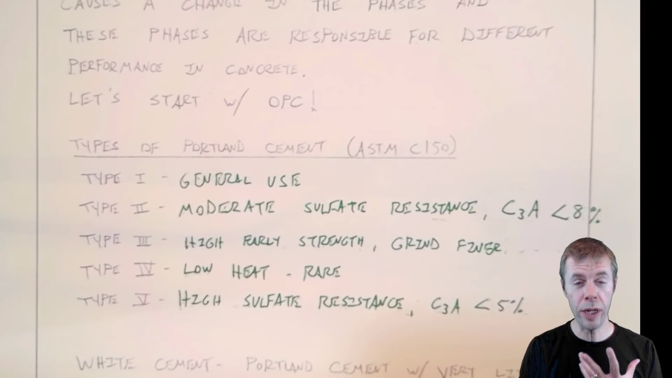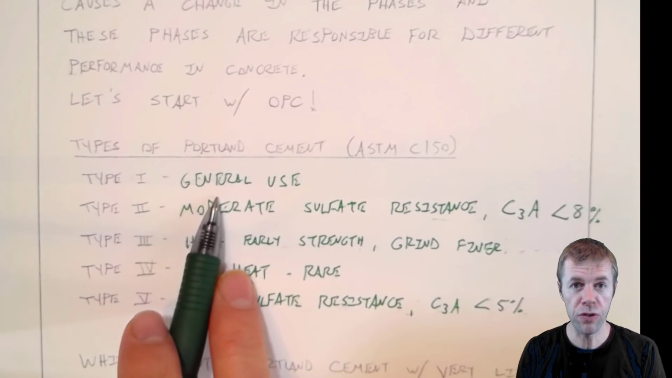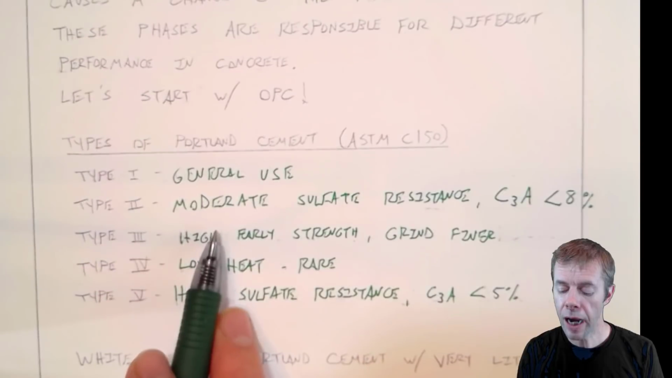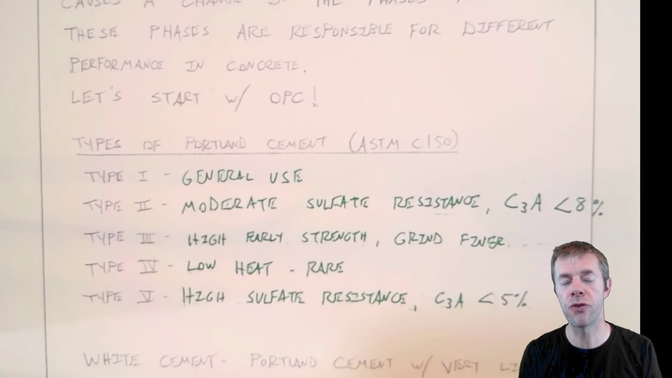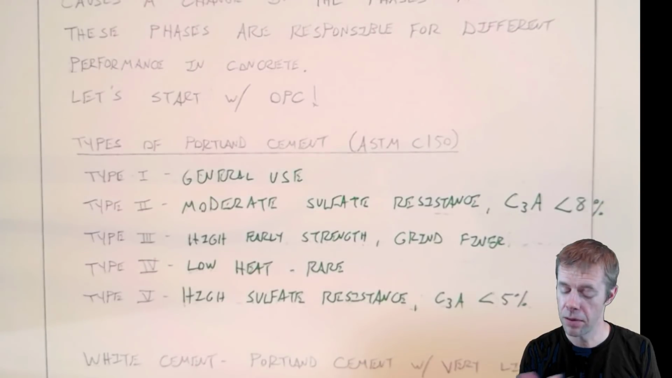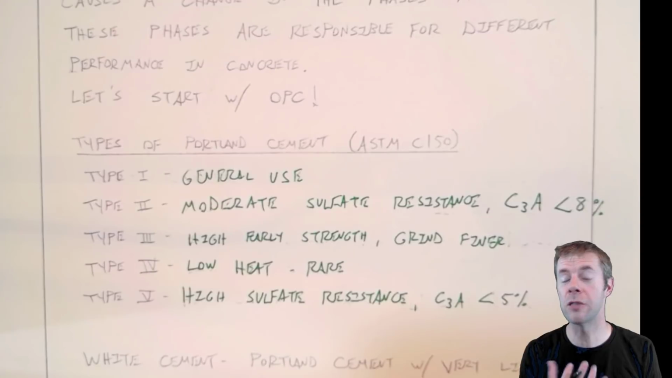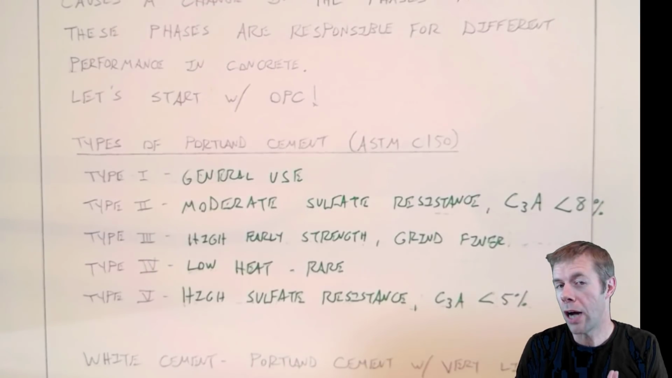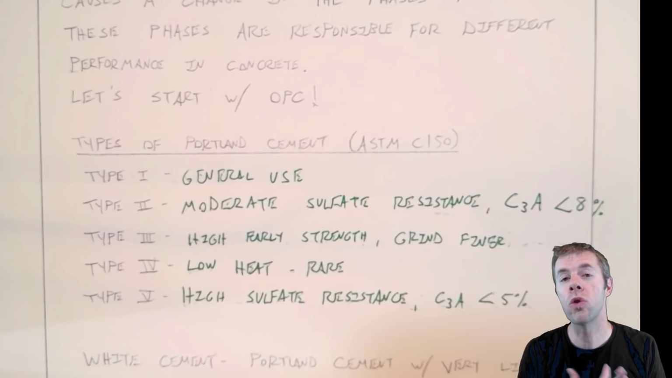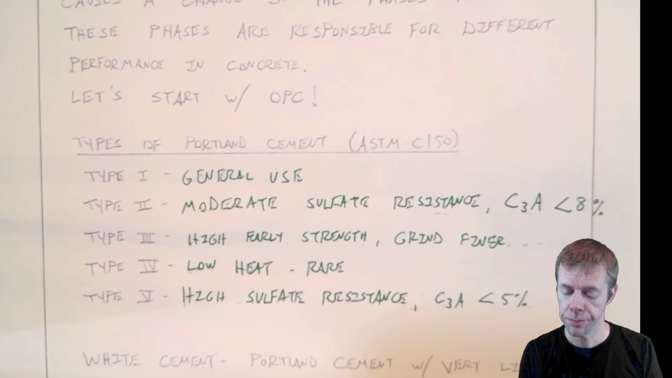So just to recap what these things are for. Type 1 is general use. Use it for all kinds of different stuff. Type 2 is usually used when you have moderate sulfate. Some kind of sulfate in the soils, but it's not super high. Type 5, that's high sulfate. That's very special cases, but if you have to have type 5, then you got to specify it. How do you know? Well, you have to look at the soils and the water around the concrete and if the sulfate's high or not.